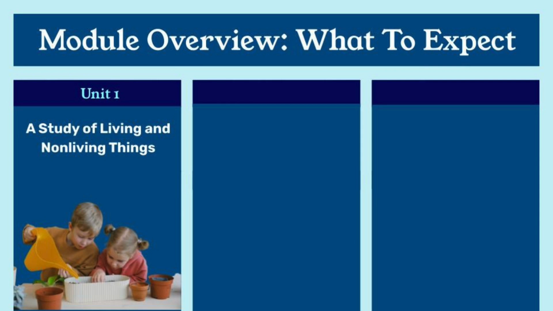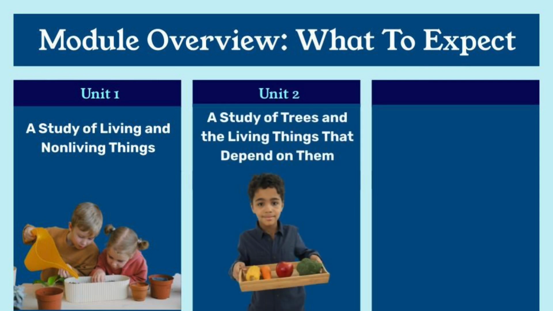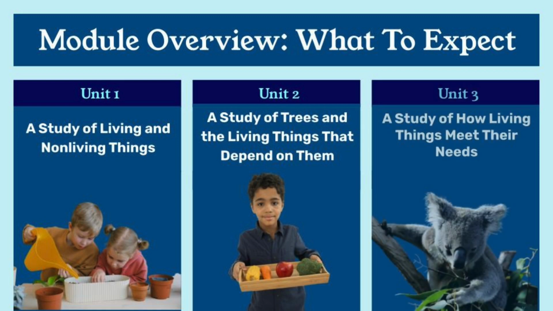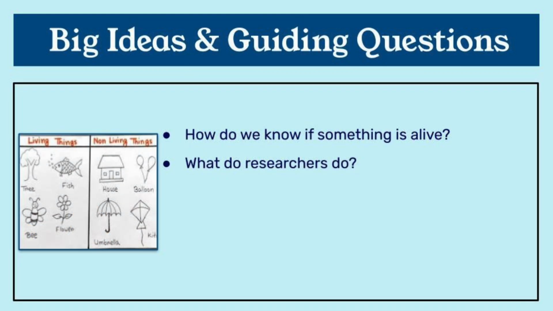Unit 1 starts with the study of living and non-living things. Unit 2 is a study of trees and the living things that depend on them. And Unit 3 is a study all about living things and how they meet their needs.